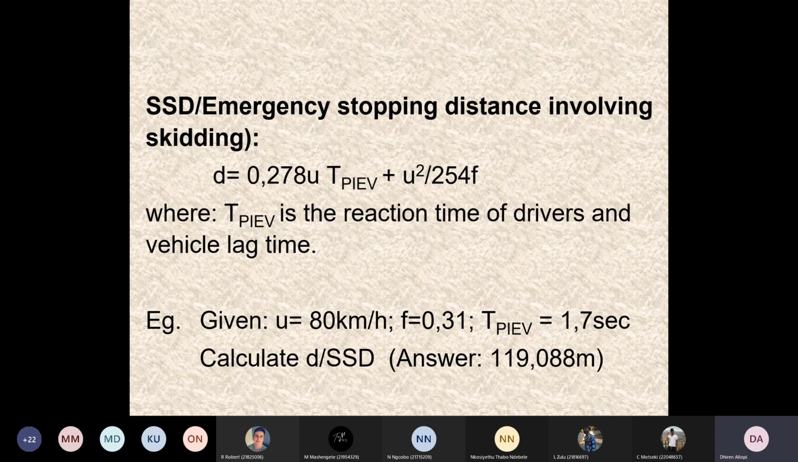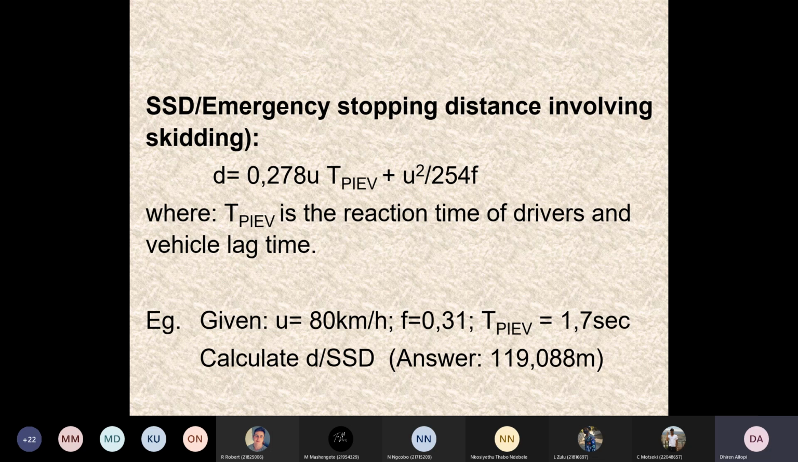Then we have the stopping sight distance, or we also refer to it as the emergency stopping distance involving skidding. Now remember, we're talking about skidding here. So don't confuse this with the safe stopping sight distance formula that we went through previously. These are specifically pertaining to skidding.